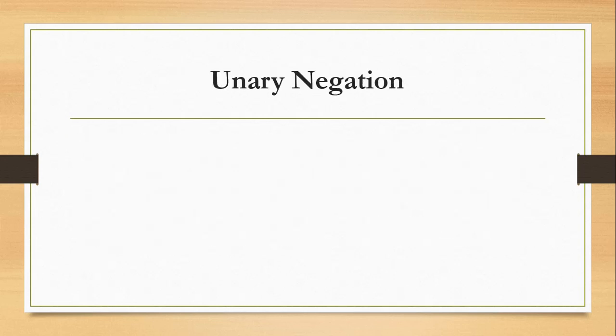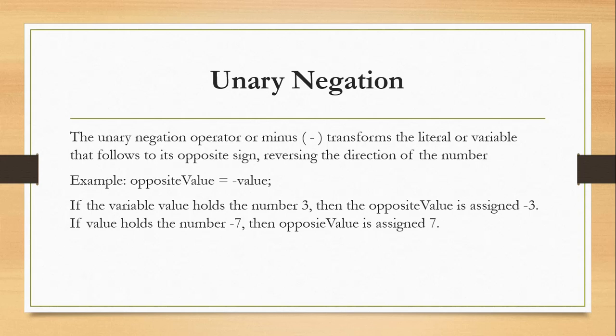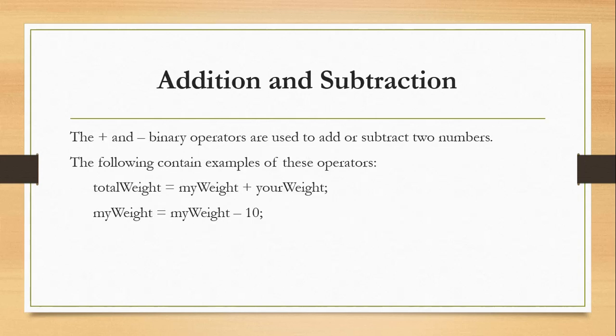The unary negation. The unary negation operator, or minus, transforms the literal or value that follows to its opposite sign, reversing the direction of the number. For example, we have oppositeValue = -value. So if the variable value holds the number 3, then oppositeValue is assigned -3. If value holds the number -7, then oppositeValue is 7. Addition and subtraction.